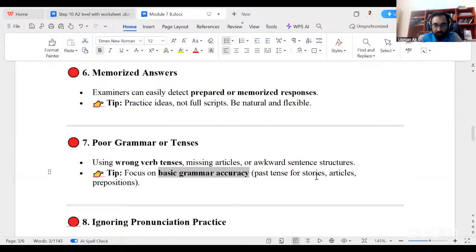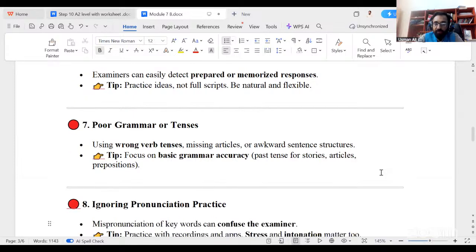For past stories, you must keep in mind where the articles can be used and what the correct prepositions are for your answer. Articles, prepositions, and tenses must be very clear. You are going to use them at a very basic level. Basic level grammar is allowed and encouraged, but it must be accurate.